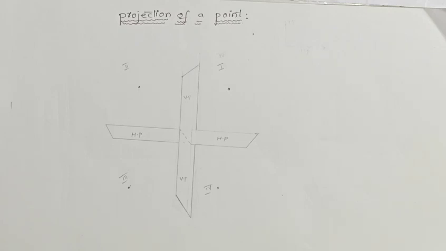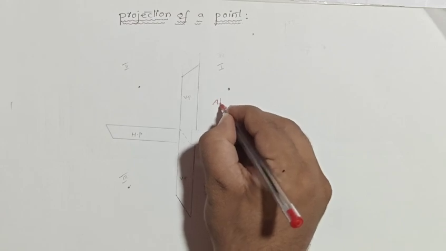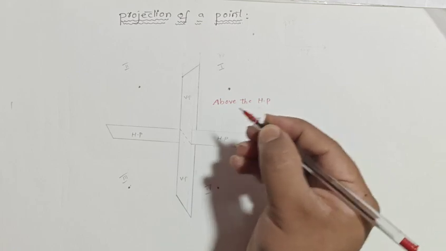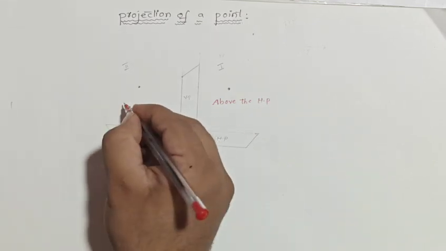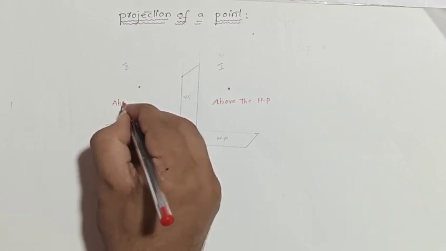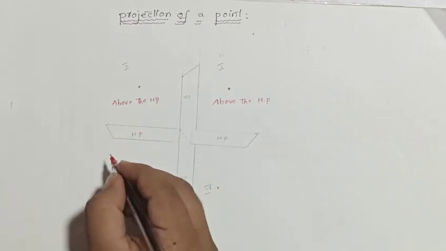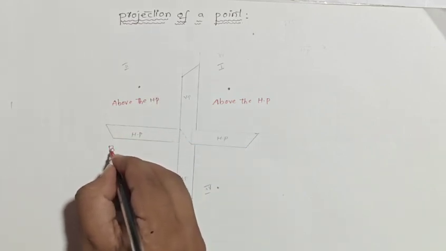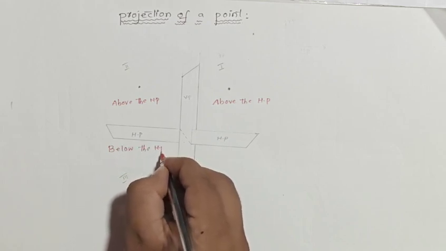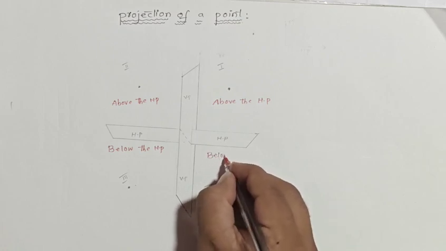Above the horizontal plane, and this second quadrant also above the horizontal plane. In third quadrant, below the horizontal plane and fourth quadrant also below the horizontal plane.